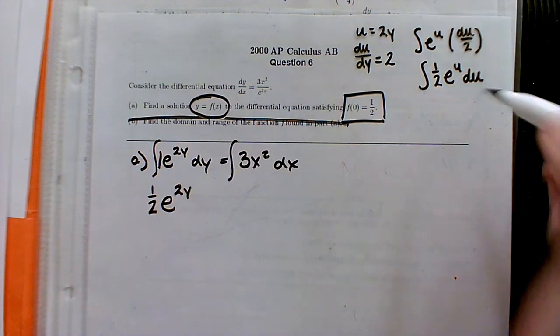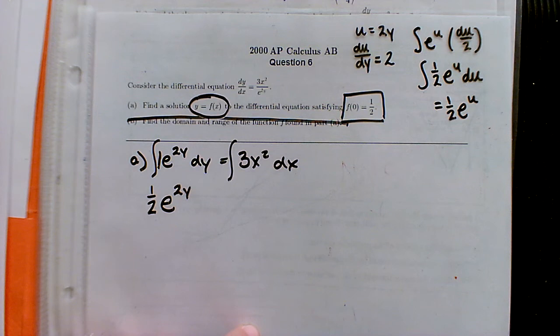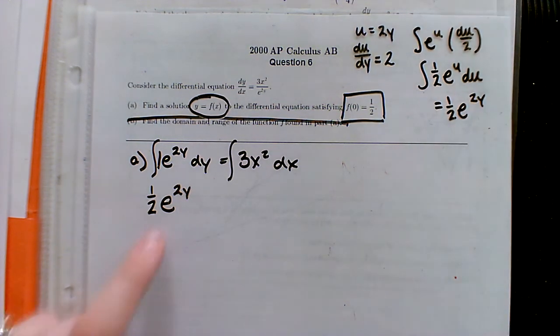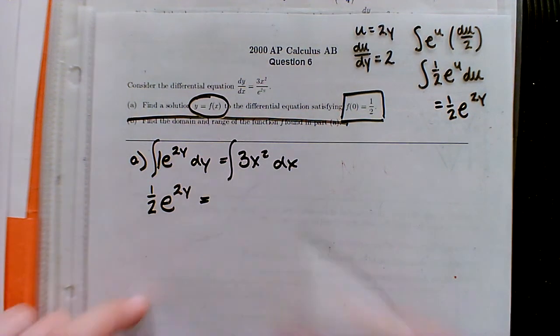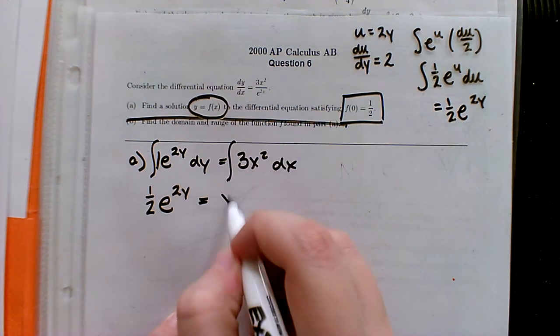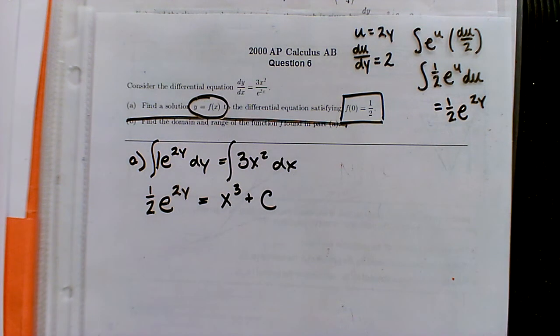If we work backwards from e to the u, that's just e to the u, and we have the 1/2 out front. And maybe instead of the u, we'll substitute back in the 2y. Okay, so there's that 1/2 e to the 2y that Dan noticed as a pattern. But even if you can't recognize it, you could still utilize u substitution, an integration technique. Let's go ahead and work backwards from the right-hand side. I think that's a little simpler for us, right? x to the 3rd plus c.